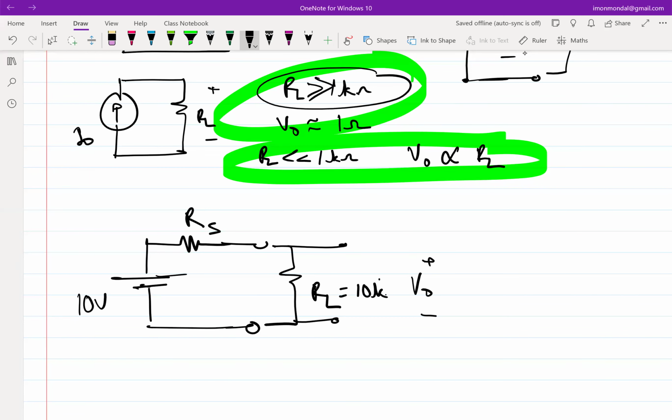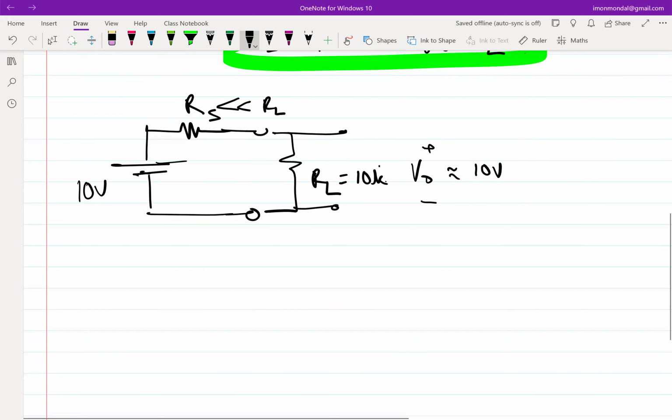Yeah, something that is much lesser than RL, right? So RS is much lesser than RL, then V naught will be approximately 10 volt. Correct? So this is understood, right? So now let's come to the other thing. What are you observing?